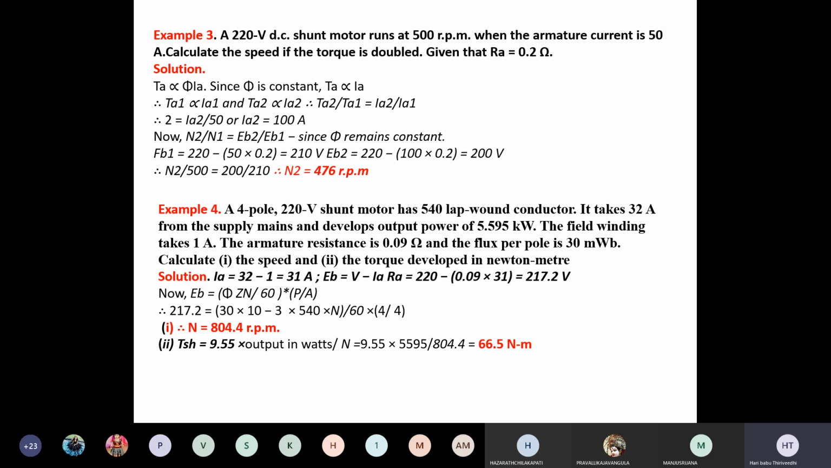Look at what we have to observe. At normal torque, the speed is 500 RPM. If torque is doubled, torque increases, and speed decreases. That's why the shunt motor speed-torque characteristic is a rectangular hyperbola. As torque increases, speed decreases, right? N is proportional to 1 by T.